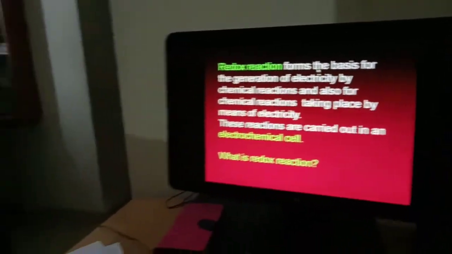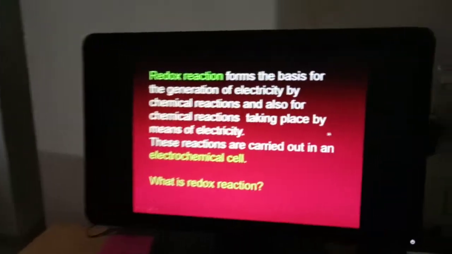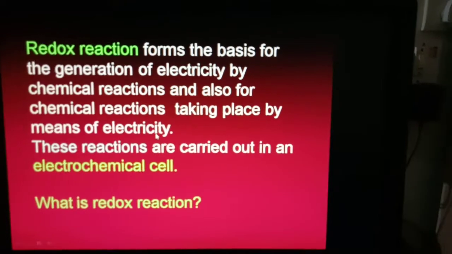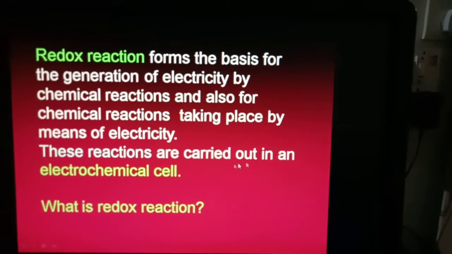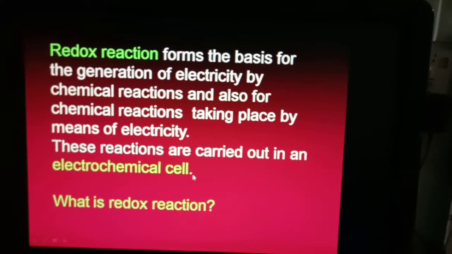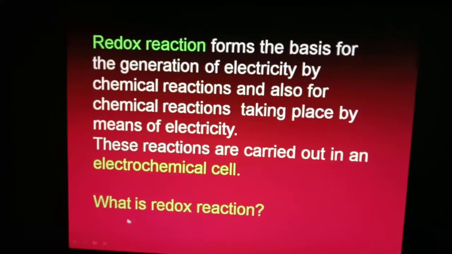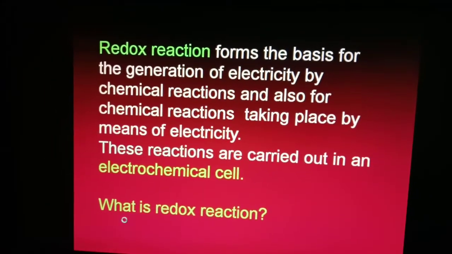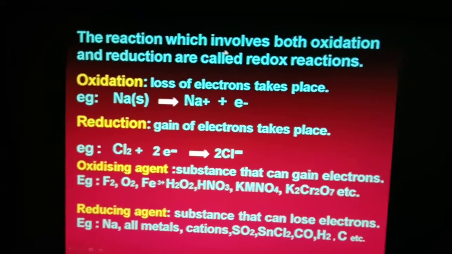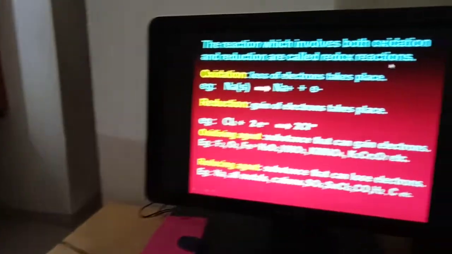Redox reaction forms the basis for generation of electricity by chemical reactions and also for chemical reactions taking place by means of electricity. These reactions are carried out in an electrochemical cell. What is redox reaction? The reaction which involves both oxidation and reduction processes are called redox reactions.